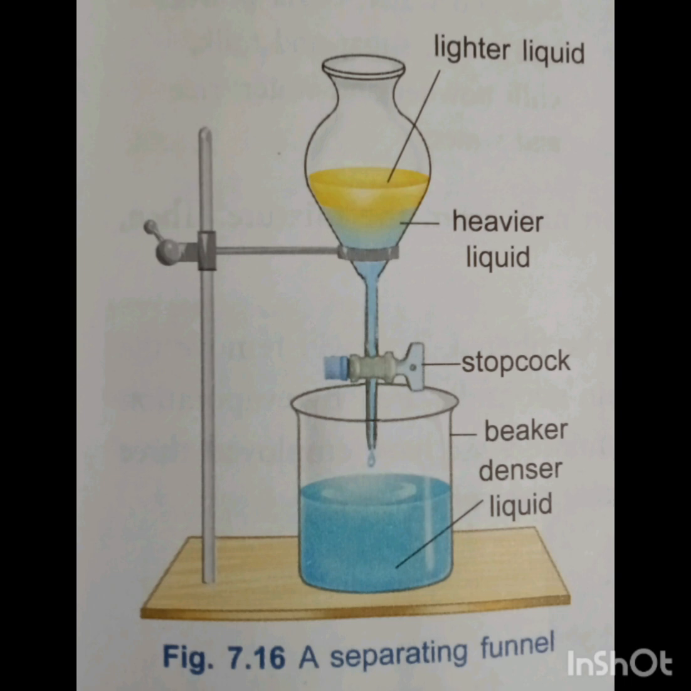The liquid at the lower level is collected first by carefully opening the stopcock. As soon as the heavier liquid flows out completely, the stopcock is closed. The lighter liquid stays in the separating funnel, whereas the denser liquid is collected in the beaker. The two liquids are now separated.